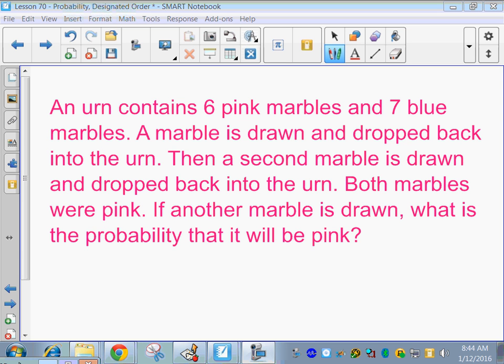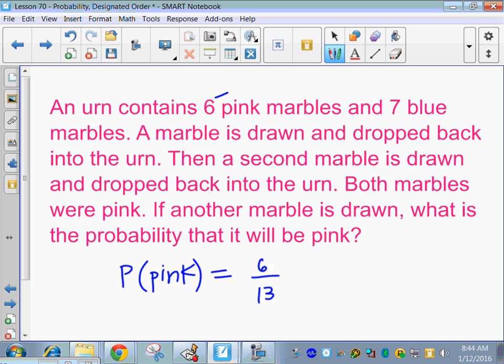So another marble is drawn. What's the probability it will be pink? So probability of getting a pink marble. Well, how many are pink? 6. How many total marbles? Yeah, you add these numbers together. That's it on this one. That's easy. Okay.